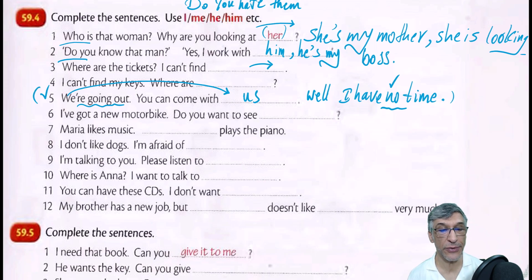Maria likes music. We are talking about the subject here, Maria. It is a proper noun. We have the subjective. Why? Because we have the verb here. Because we have the complement, the piano. So what is this? This is the subjective. She plays the piano.